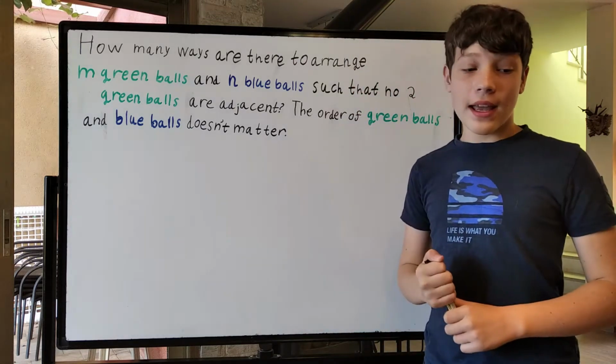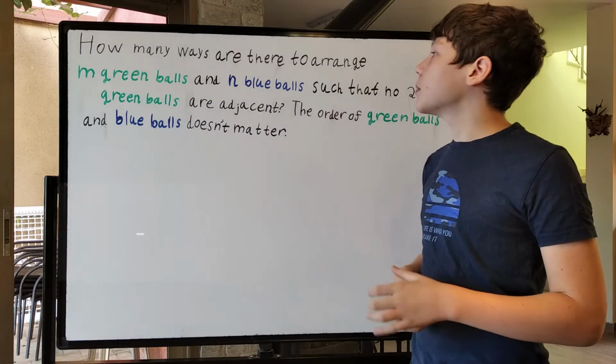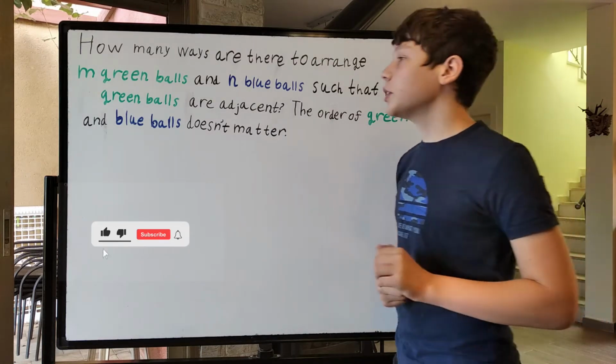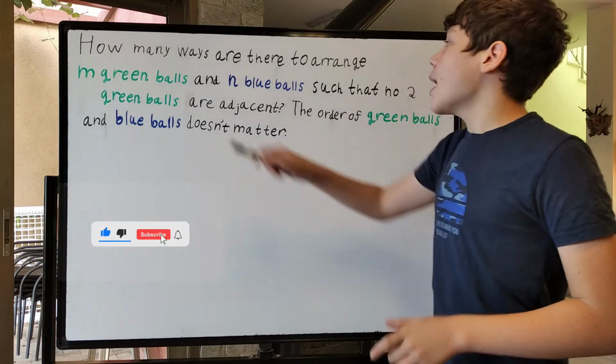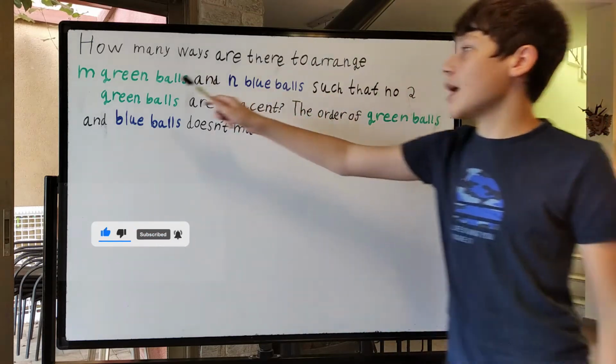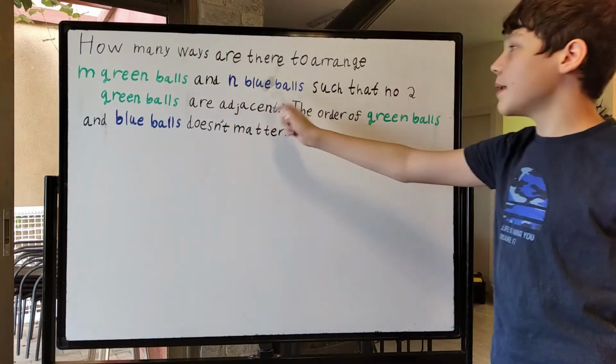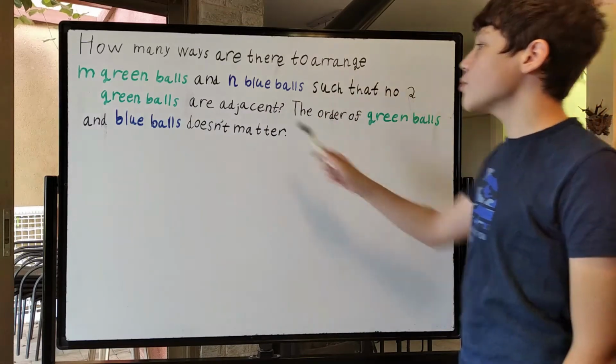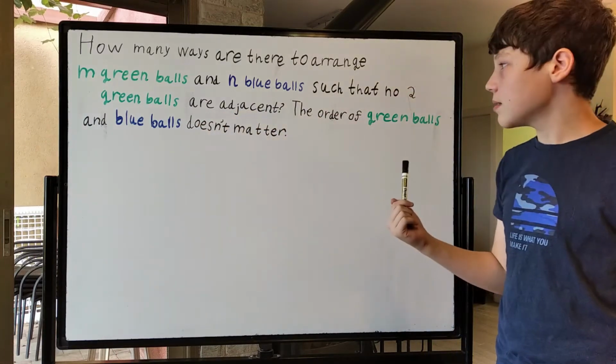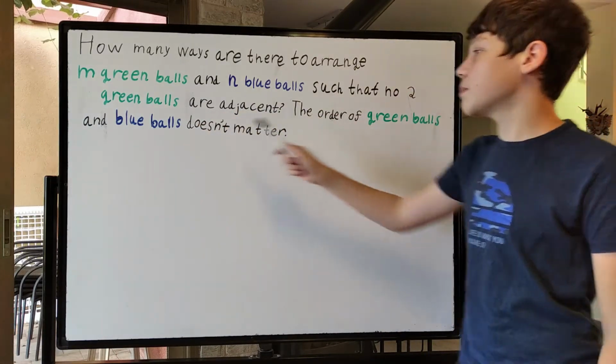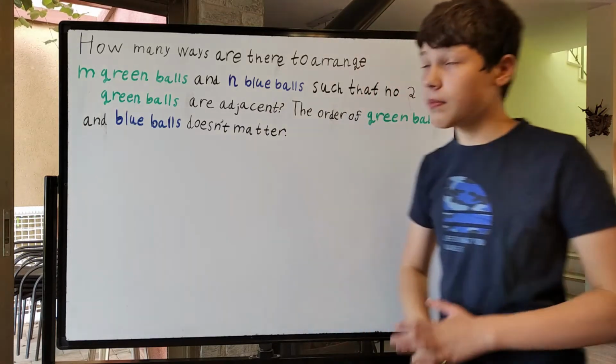Today we're going to do a combinatorics problem. So the question is as follows. How many ways are there to arrange m green balls and n blue balls such that no two green balls are adjacent? And the order of green balls and blue balls does not matter.